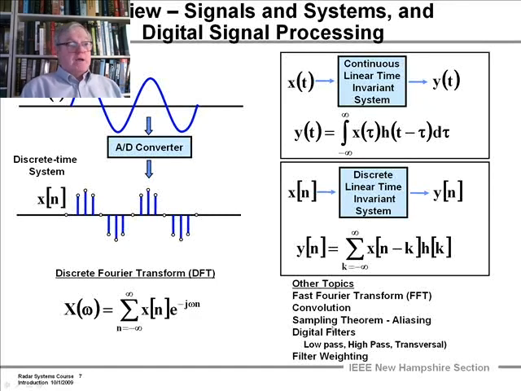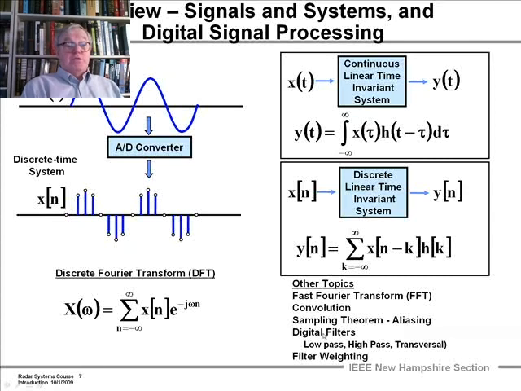Other topics we're going to talk about are fast ways of doing a Fourier transform, called the fast Fourier transform algorithm, the concept of convolution, and sampling theorems. In other words, to figure out what exactly the frequency of this is, how quickly do you have to sample it? And if you don't sample it fast enough, a process called aliasing creeps in, which will cause the frequency domain to fold over on itself and confuse things. You need to understand that very well to understand Doppler processing.